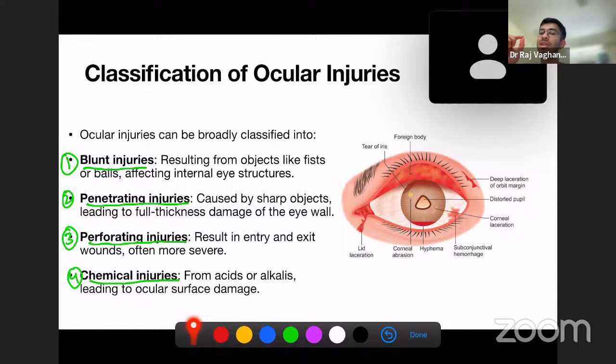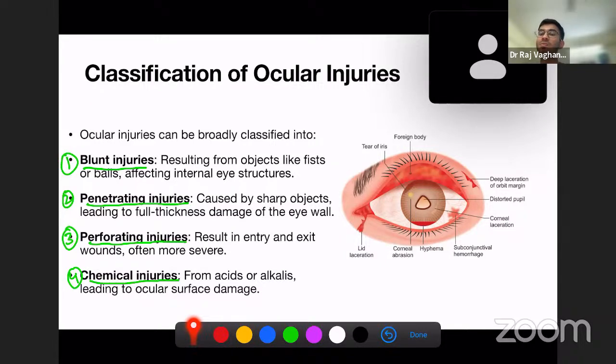Now penetrating injuries. Penetrating injuries mean something is penetrating inside your eyeball or inside your orbit. It is caused by sharp objects leading to full thickness damage to the eyeball. For example, a pencil has been penetrated inside my eyeball. That will be a penetrating injury. The name itself suggests that something is getting penetrated inside my eyes.